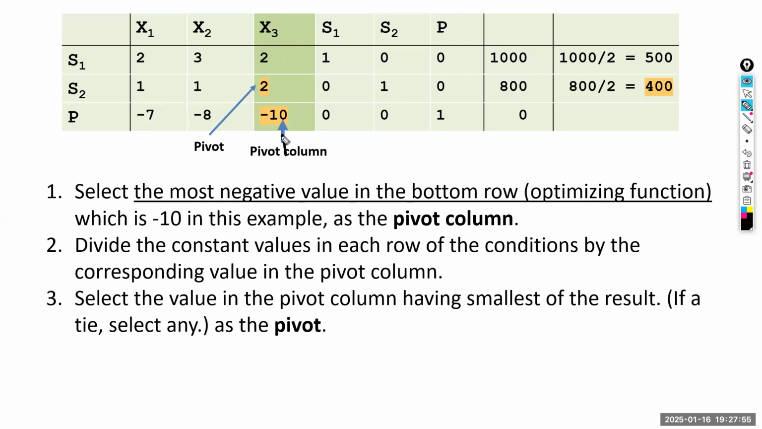Now I have first figured out the pivot column, the most negative value in the last row. Then I have figured out the pivot value by dividing the constant on the right hand side by the pivot coefficient and selecting the smaller value. Now I have identified the pivot column and pivot value.